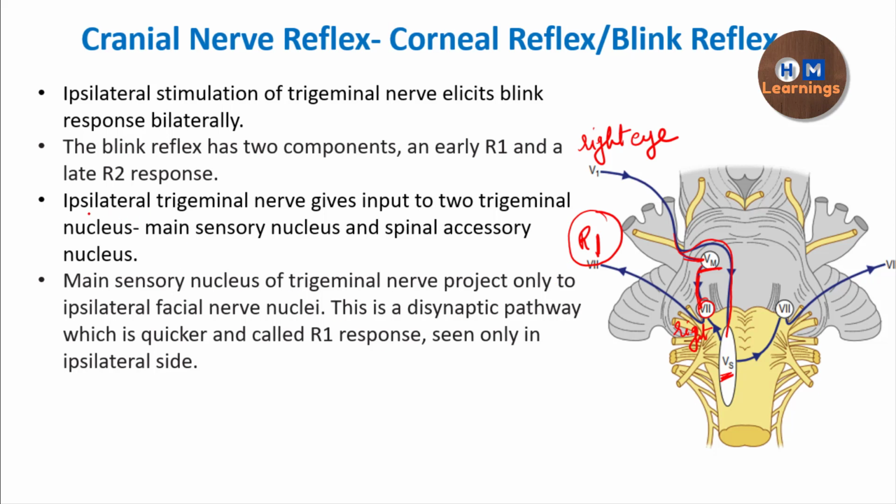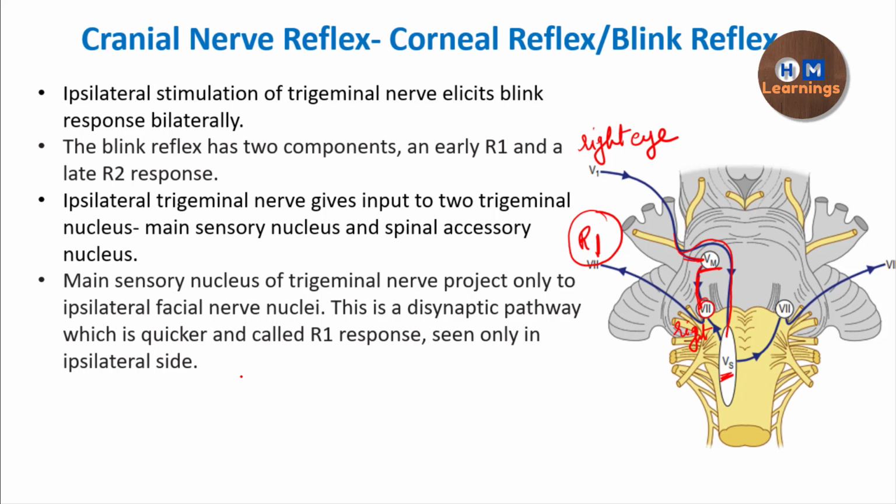What is written here is that the ipsilateral trigeminal nerve gives impulses to two trigeminal nuclei, the main sensory nucleus and the spinal nucleus. The main sensory nucleus of the trigeminal nerve projects only to the ipsilateral facial nerve nucleus, so right goes to the right. This pathway has almost two synapses. It is quicker and the response comes earlier, and this is called the early response or R1 response, which is seen only on the right side, the side of the stimulation.